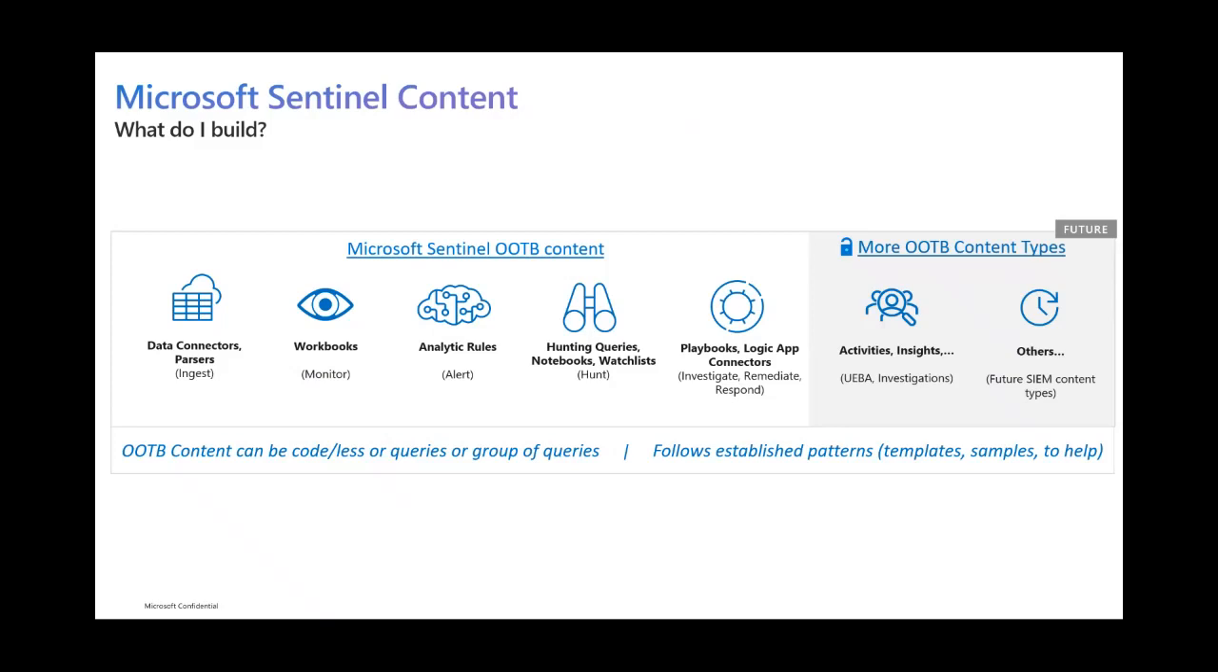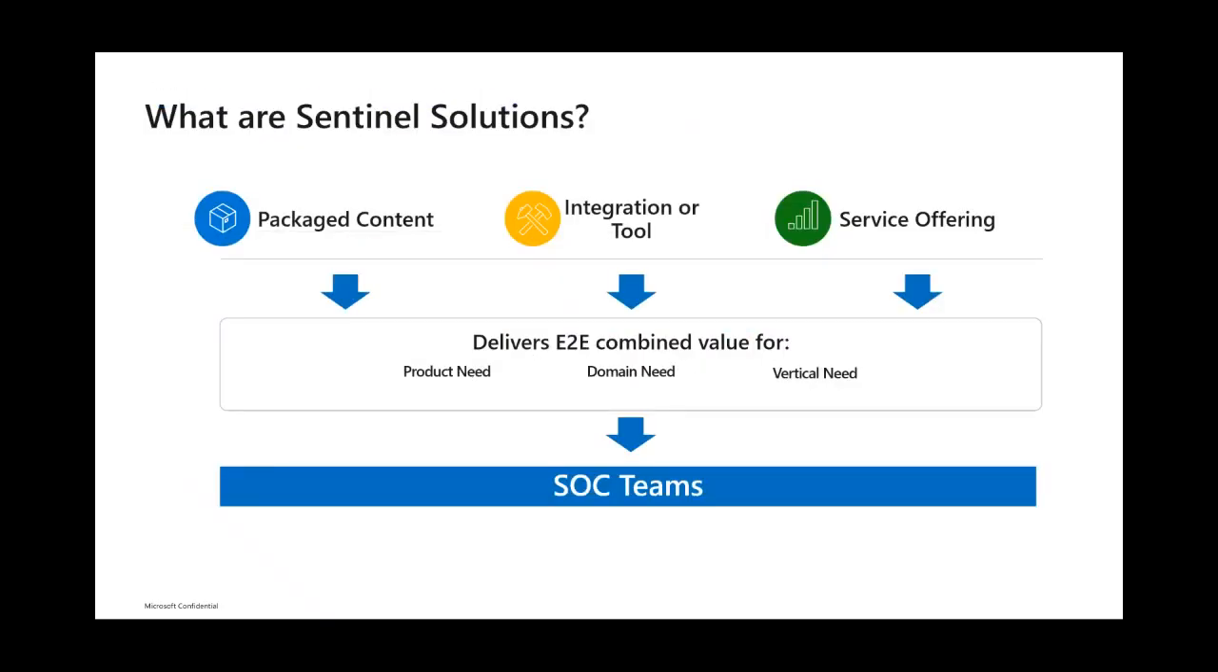So these content types, out-of-box content, can be delivered as standalone content, or they can be packaged into solutions. That gets us to the next item in terms of what are these solutions? So solutions can be packaged content. We just looked at the SIEM content types in the earlier slide. So these can be packaged content, or they can be integrations like API integrations or tools, or they can even be service offerings or listings.